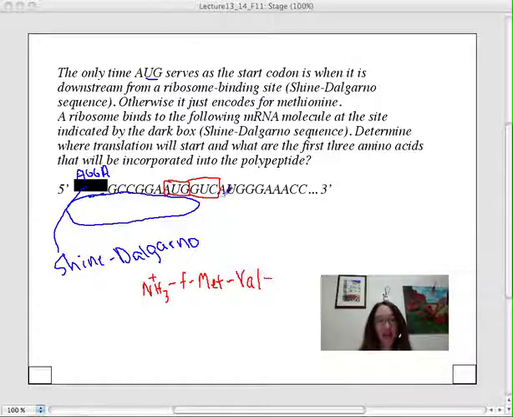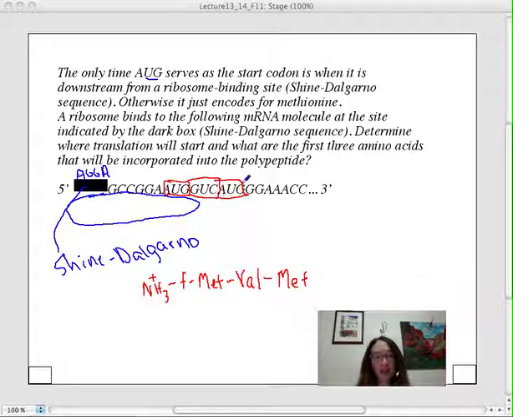And then look at what happens now. AUG again. So the second time it's encountered, it just encodes for methionine, just a plain old methionine, not modified in any way. We could keep on going, right? I suggest that you do the GGA, the AAC, and keep reading in triplets and finding out what amino acids are going to be next as we head towards the ending carboxyl terminus.